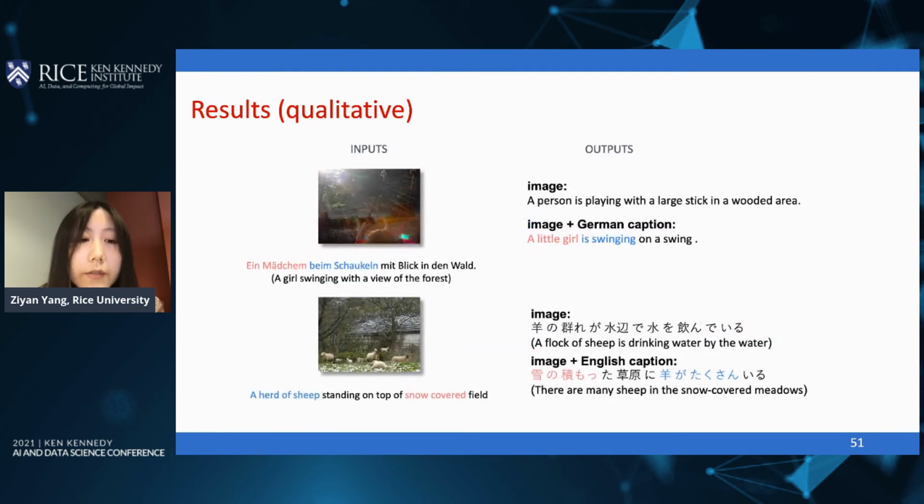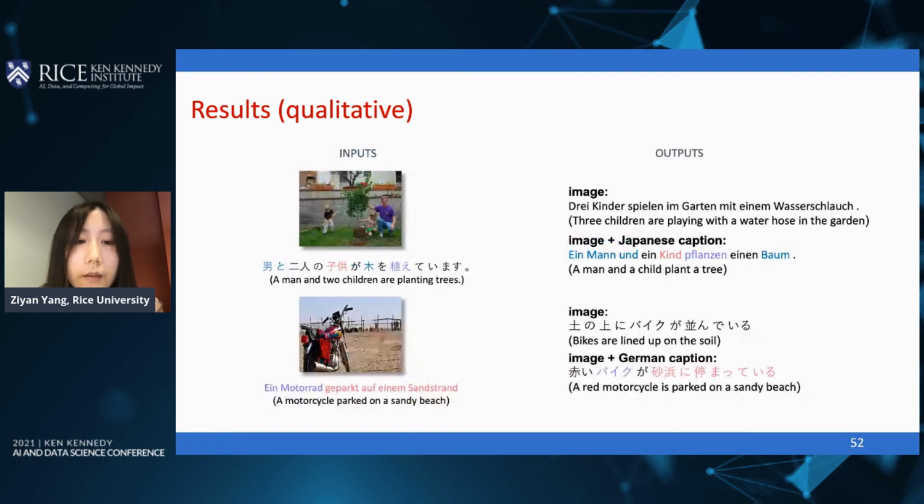Here are more examples where we use German to help English caption generation, and also use English to help Japanese caption generation. Words in the same colors have similar meanings. Here is Japanese helping German and German helping Japanese.